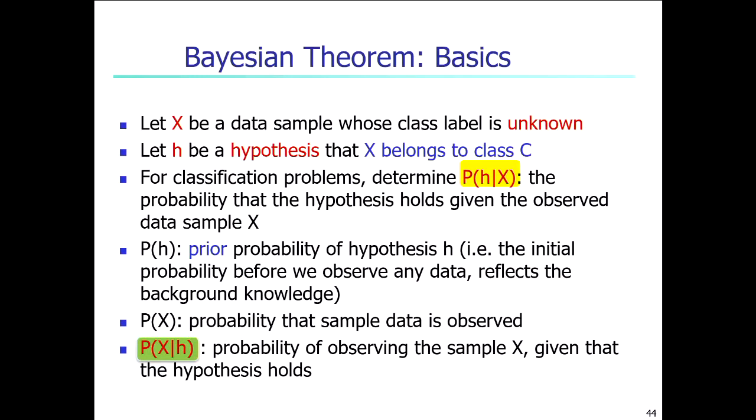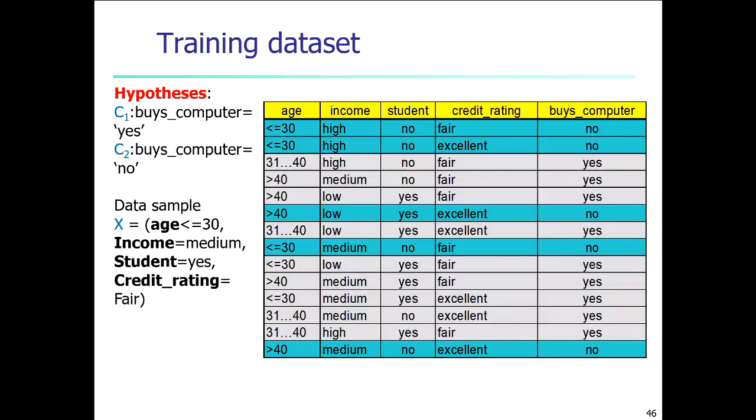So let X be the data sample whose class label is unknown. So this X, in a real application, or when we really deal with a classifier, is usually a feature vector. For example, this X1 has 4 features, which are age, income, student, and credit rating.